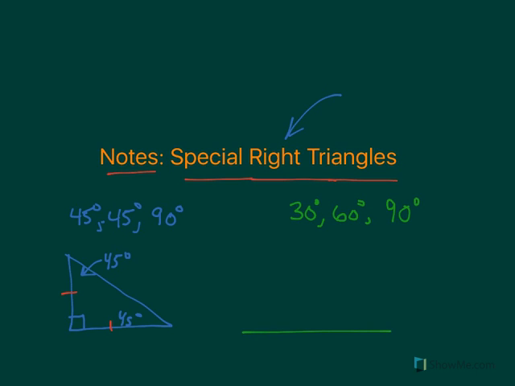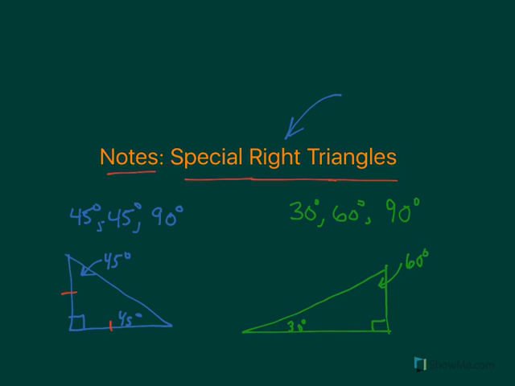So this one is going to look a little bit different. One of the angles will be 30. The other one will be 60. And then you'll have your 90 degree right angle. So those are going to be our two special right triangles, and we're going to talk about the relationship between the sides in those two different cases.